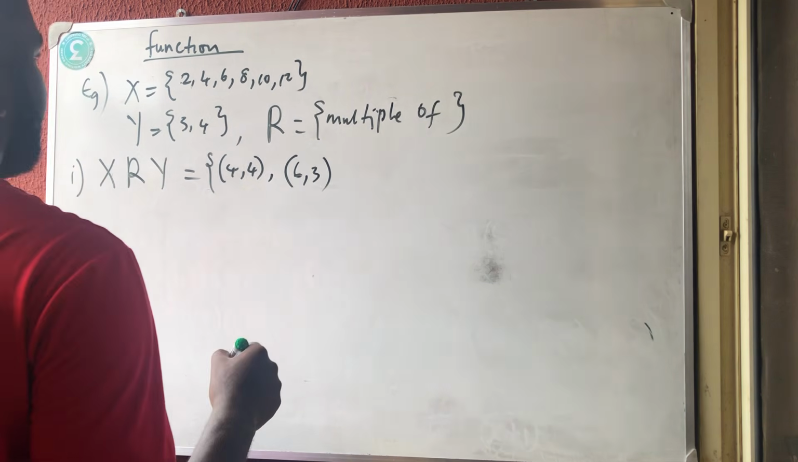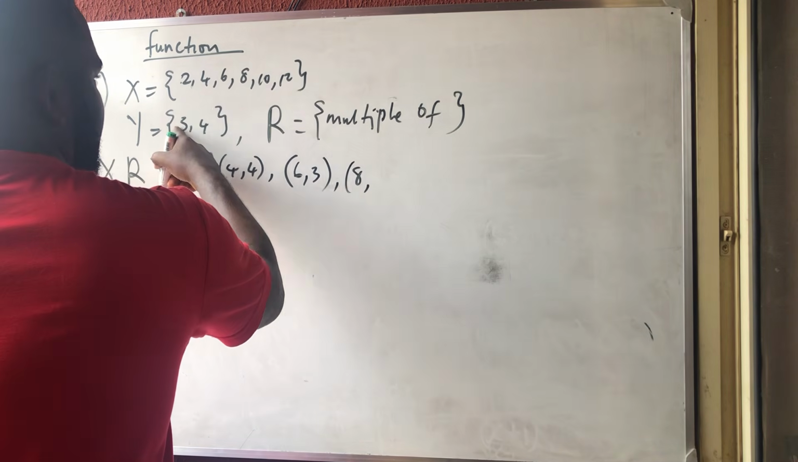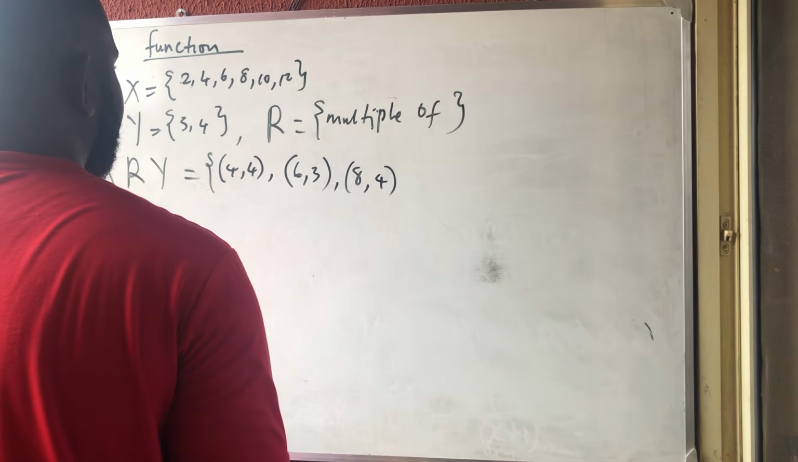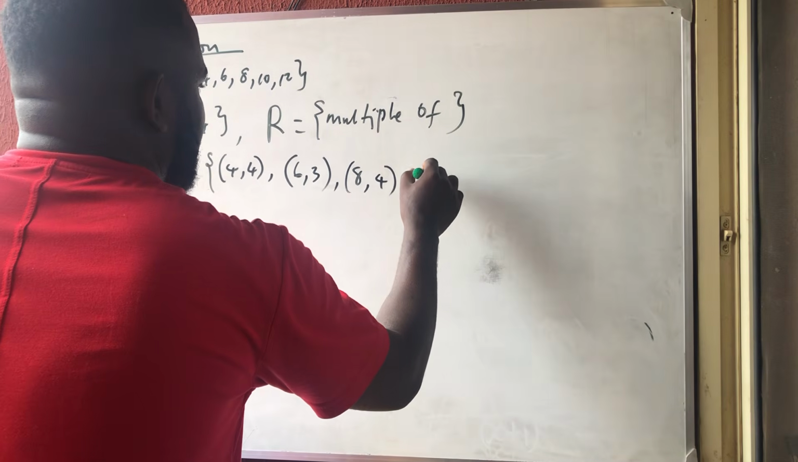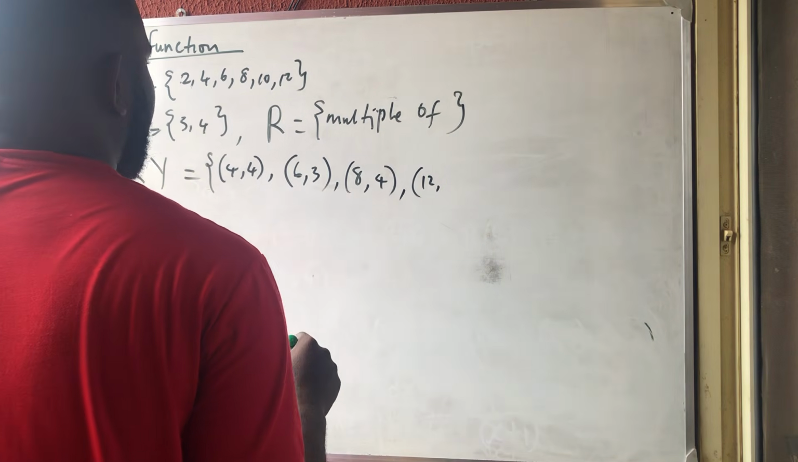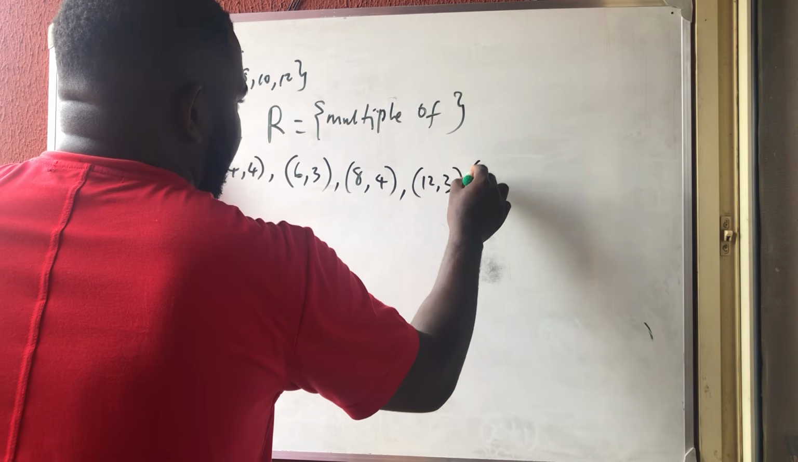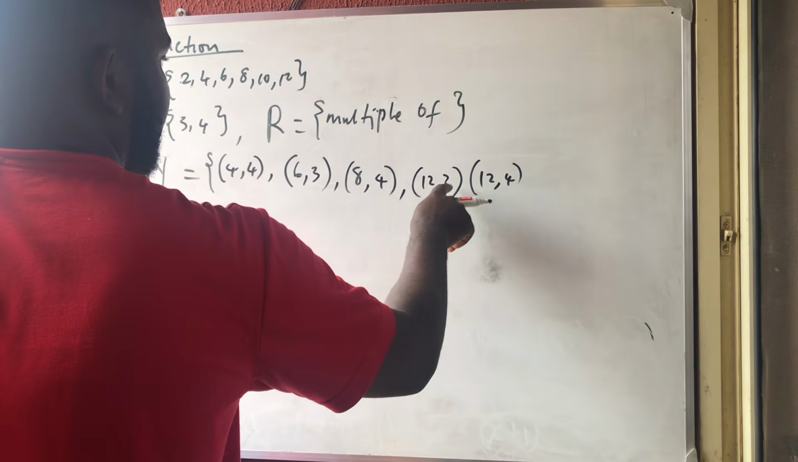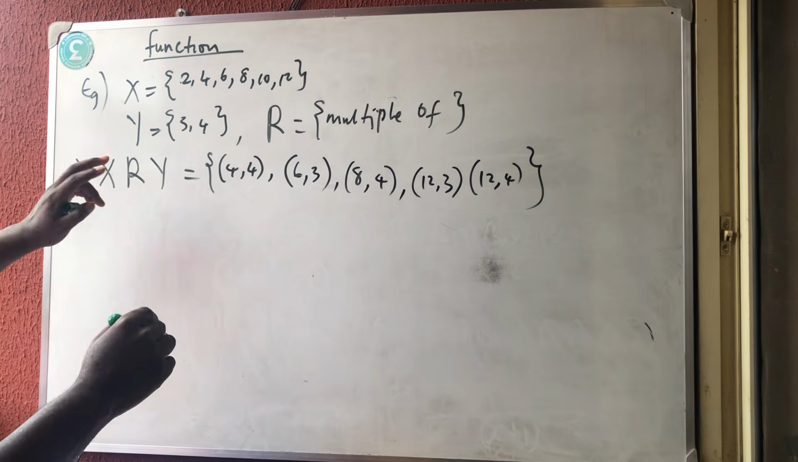3. The next big one is what? 8. Is 8 a multiple of 3? No, 8 cannot. But 8 is a multiple of 4. The next one is 10. Is 10 a multiple of this? No. The next one is 12. Is 12 a multiple of 4? Yes. But is 12 a multiple of 3? Yes. And 12 a multiple of 4? Yes. Because 4 times something can give you 12, and 3 times something can give you 12. So this is what? A relation R y.